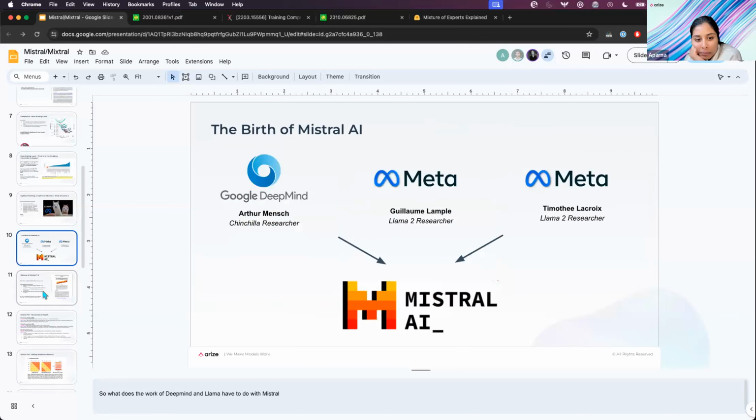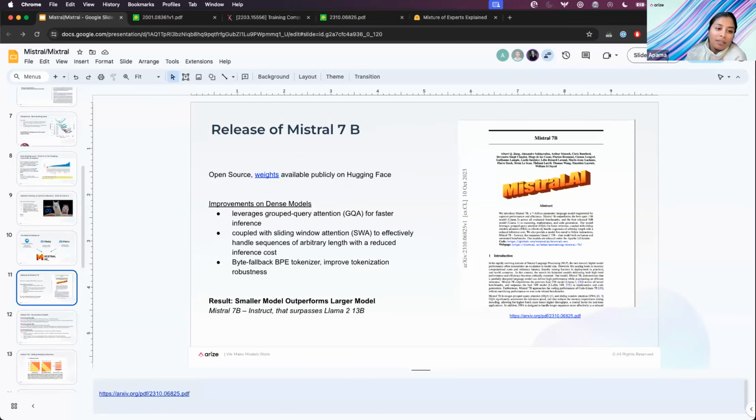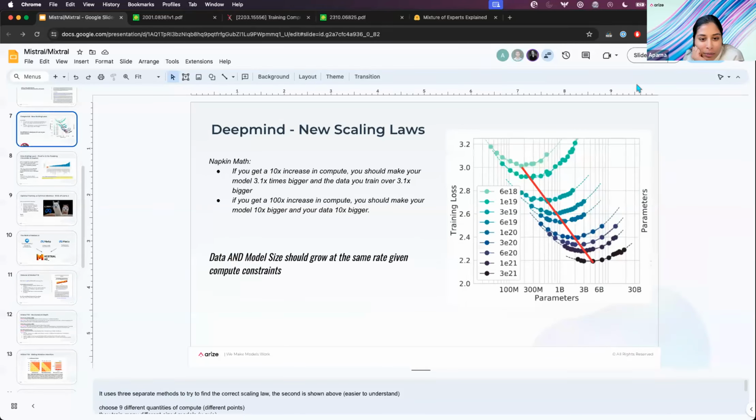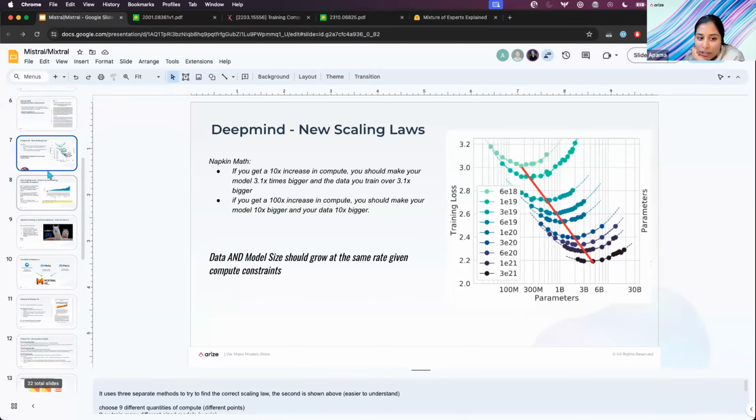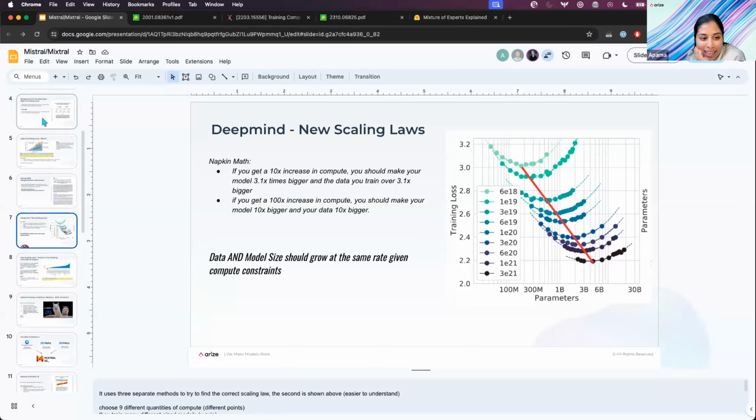That was great. I think there's all of those learnings that have then come into Mistral, and we're going to start diving into Mistral. But I think the takeaway, especially from slide 7 or so, is the napkin math that you said on the other page, that data and model size should go at the same rate. Is that still true today? Is that true with the Mistral paper? What's your take on this?